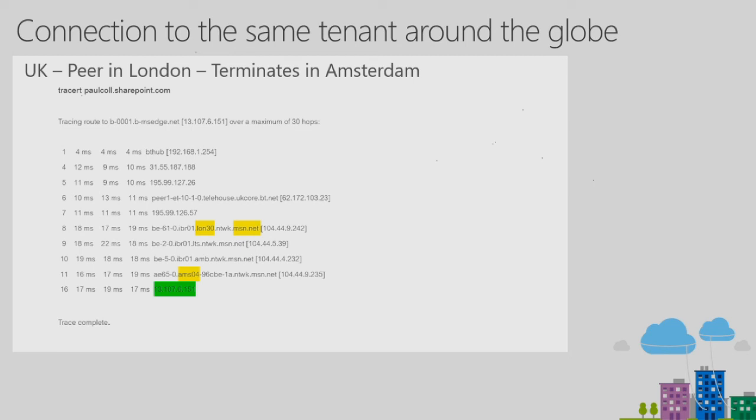So we showed some trace routes before. Here's some trace routes of connecting to that single IP address, 13.107.6.151. And the first thing you see here is the yellow highlight. This is Paul's home, Paul Collinger's home, connecting to SharePoint Online. And you can see that his traffic is peering in London. That's what that first thing says there. And you can see the other yellow highlight, msn.net. That tells you it's Microsoft's network. And then you can see the last router is identified as AMS04 and some other numbers. AMS for Amsterdam. And so this is connecting to a host in Amsterdam for paulcole.sharepoint.com.